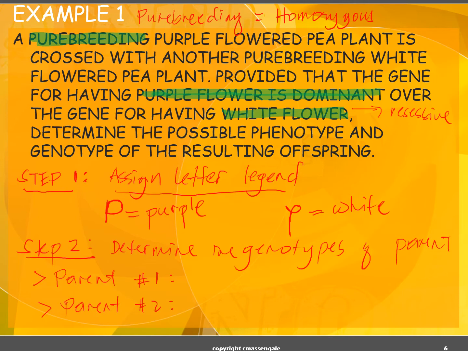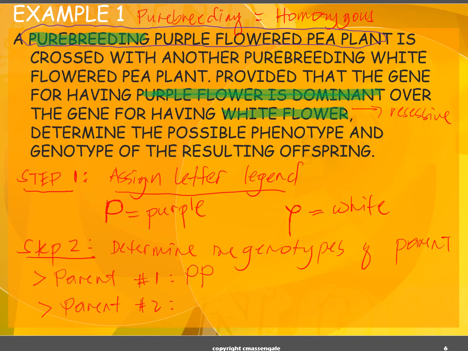Let's mark it with color purple. Pure breeding purple flowered pea plant is our parent number 1. So pure breeding means homozygous and it's purple. So the genotype of parent number 1 is capital P and capital P. Why capital P, capital P? Pure breeding, homozygous, and the phenotype is purple. So capital P, capital P.